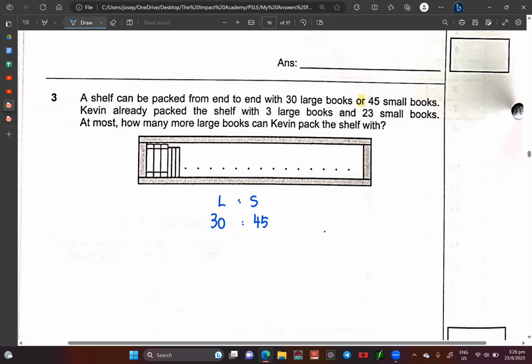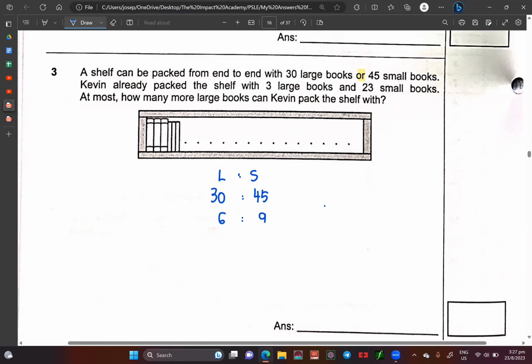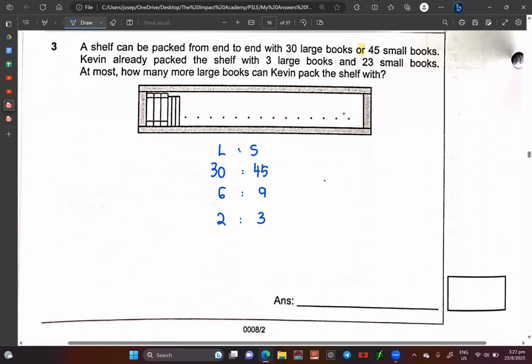So what are we going to do with this? The first thing we want to do is to reduce this to a smaller number. You can see that 30 and 45 both can be divided by 5. We will get 6 over here, and over here we will get 9. Now, we are going to reduce it further to 2:3.